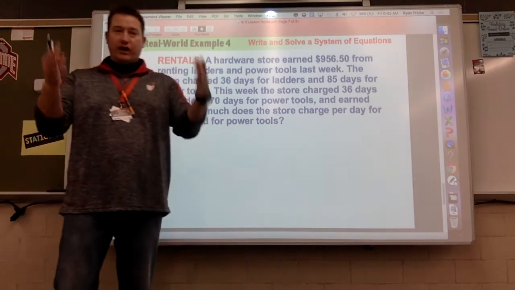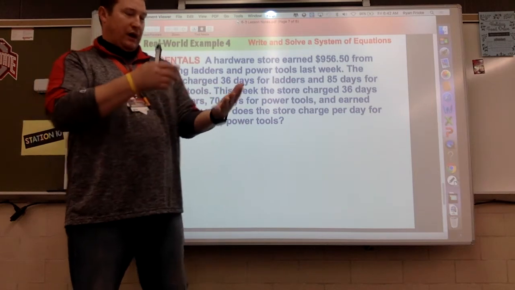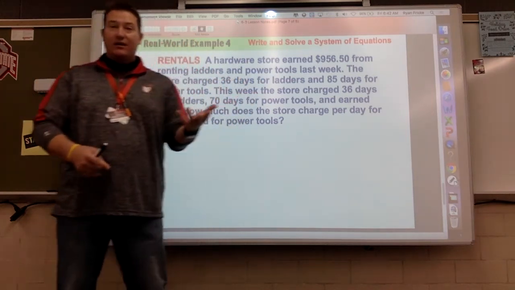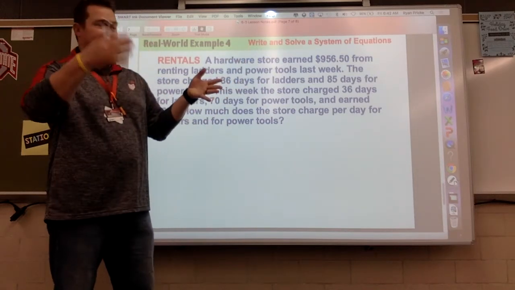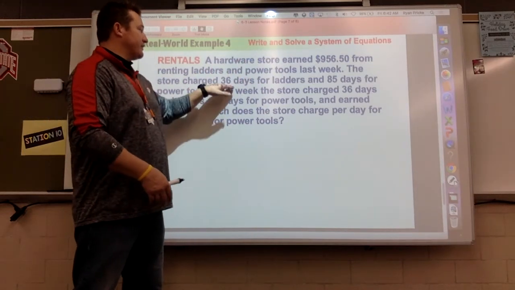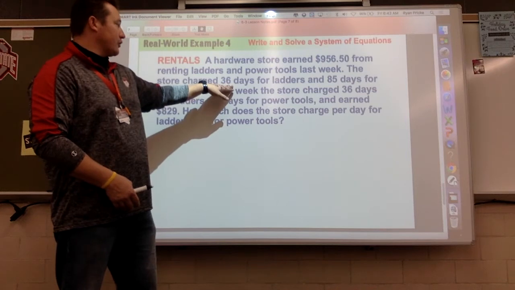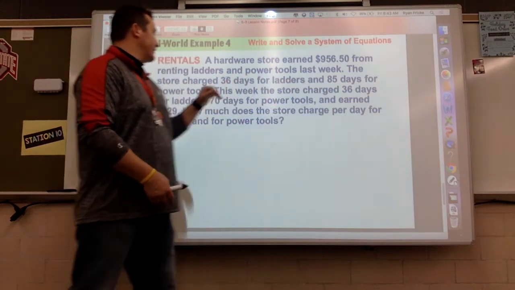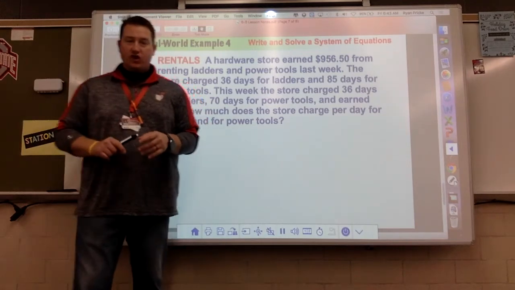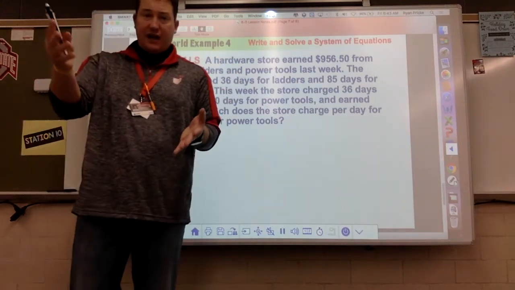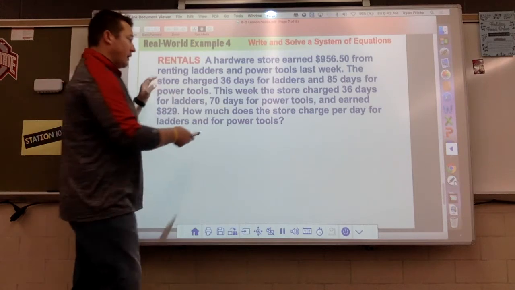Like, guys, when you go, you can rent a tool for half a day, a whole day, a week, whatever it is. So they've tallied up all those days and half days and whatever, and they got 36 days worth of ladder rentals and 85 days for power tool rentals. Again, we don't know how much they charge per day. Is it $5? Is it $50? $20? I don't know.